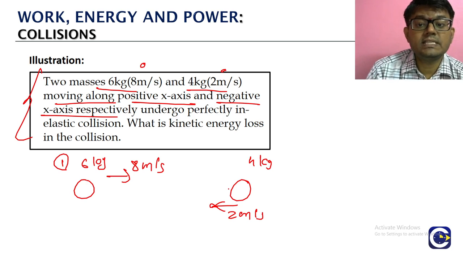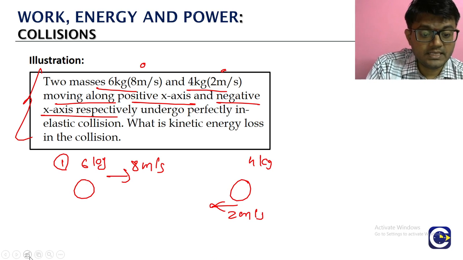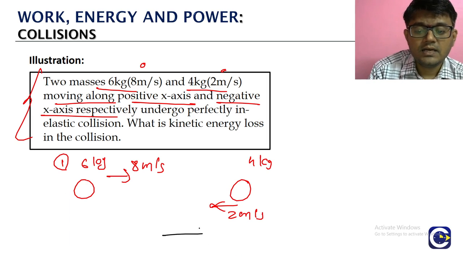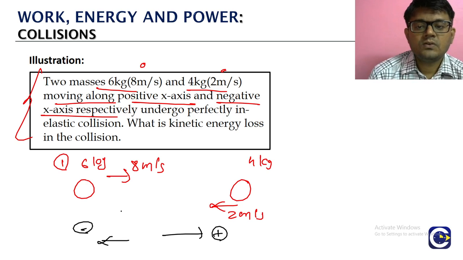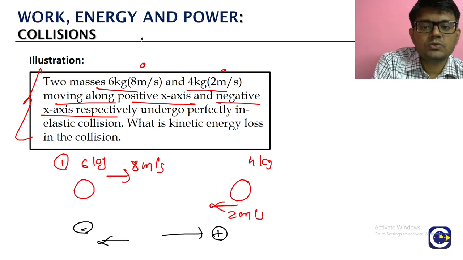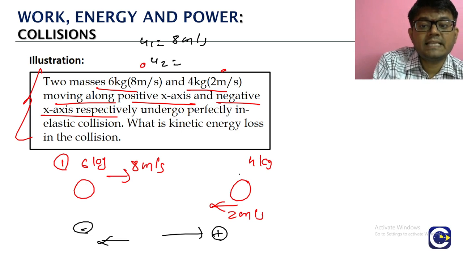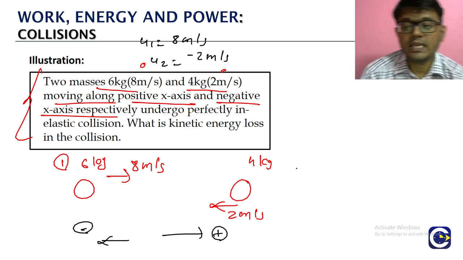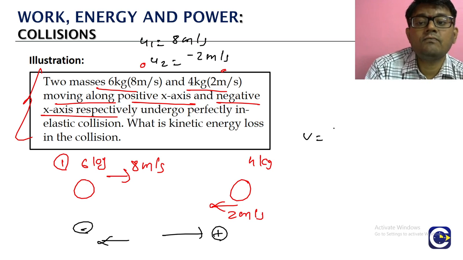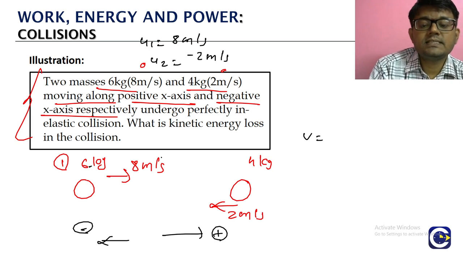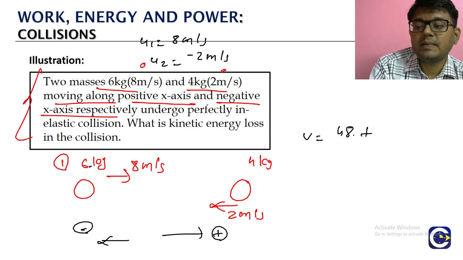Okay, so we have to use the sign convention here. In general, if we take the right side as positive, then the left side is negative. This is u1, so u1 is taken as 8 meter per second, but u2, as per the sign convention, we have to take as minus 2. So the common velocity formula is m1 u1, 6 into 8 is 48, plus m2 u2, 4 into minus 2.